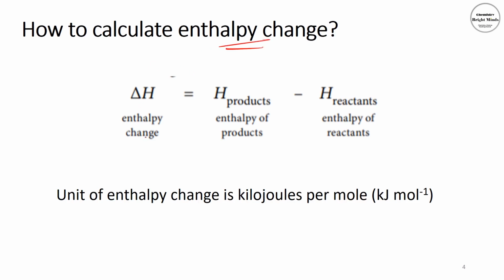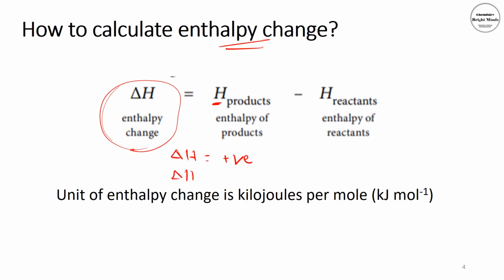So what should I do? I will calculate it. My enthalpy change will be the enthalpy of my product minus the enthalpy of my reactant. I have two possible ways. Either the product has an enthalpy higher than my reactant, or the product has a lower enthalpy than my reactant. If the enthalpy of my product is higher than my reactant, this means I will have delta H with a positive value. This will be an endothermic reaction.